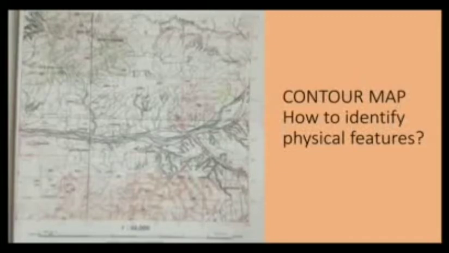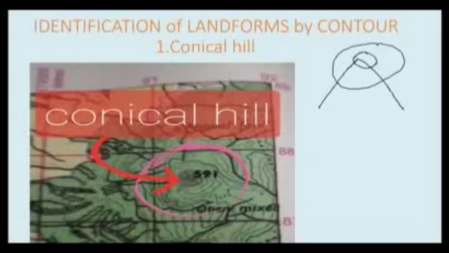All these are the physical features of any area, and these features are given in one or the other contour map which you have in your book. Now the first one is identification of landform by contour, conical hill. If you have this type of a hill, or that is a peak, and if you take it from the north side or from the top, then it will be circular. Circles will form like this. So you can see here the same type of circles, it is very compact and then slowly widen up. So this type of feature is known as conical hill.